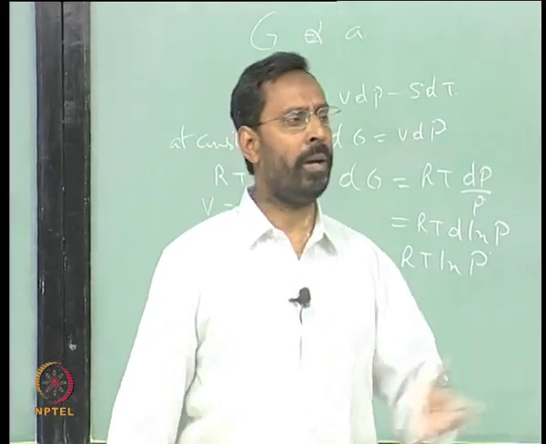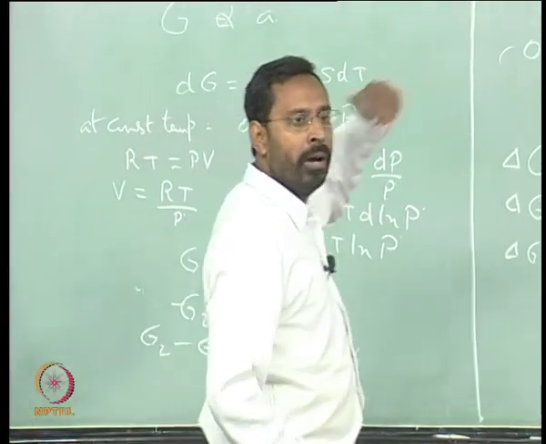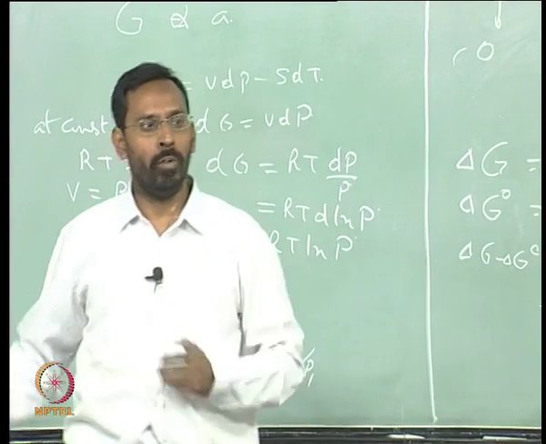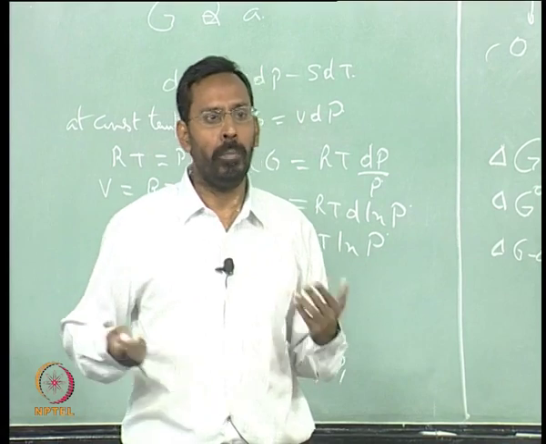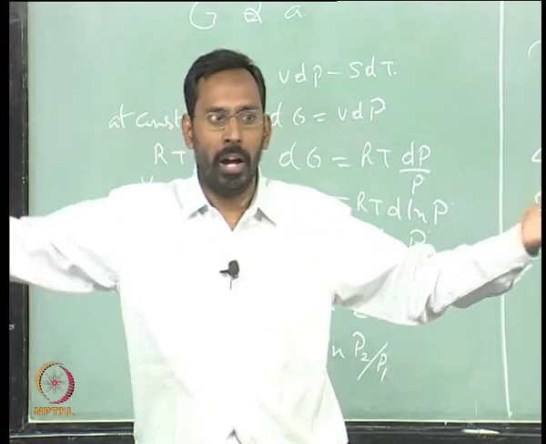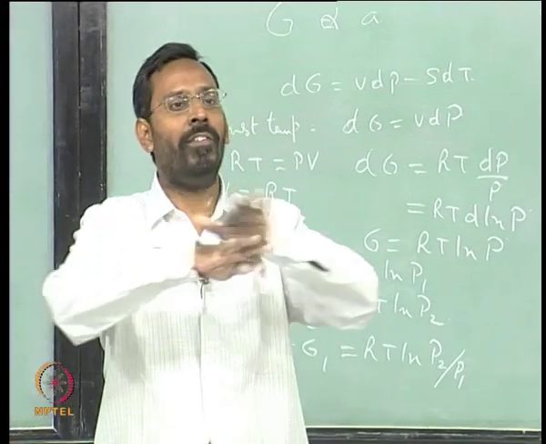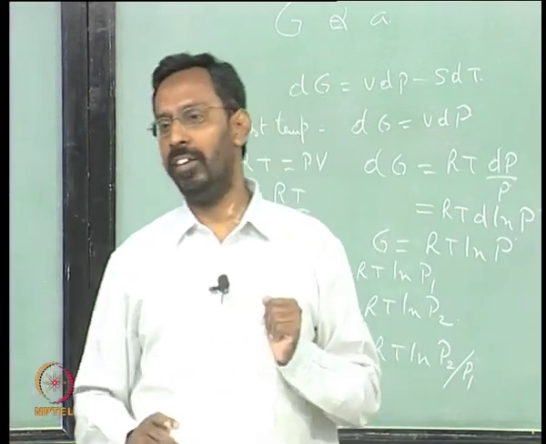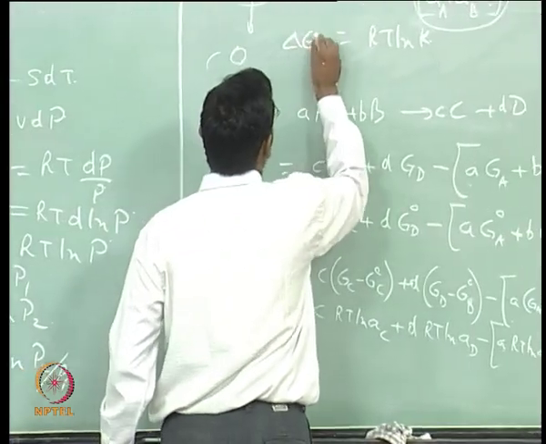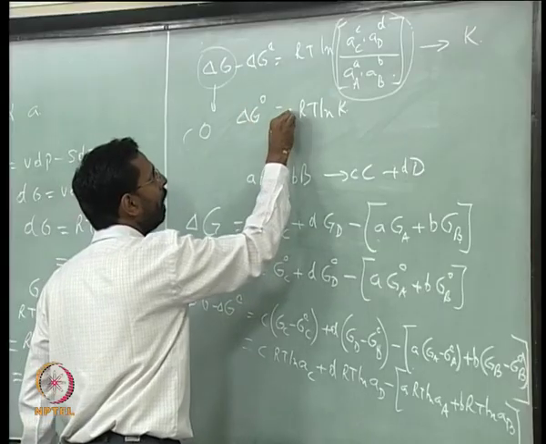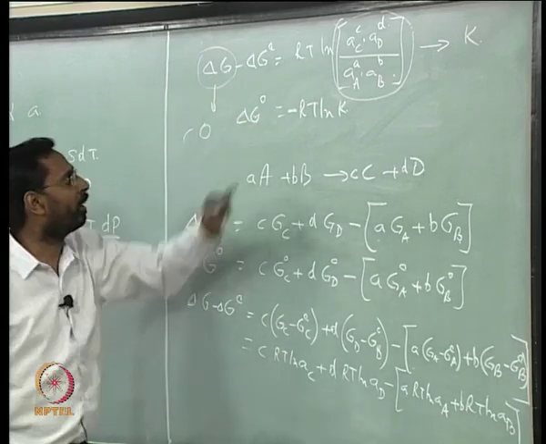The same argument I can hold even for magnesium plus oxygen reacting to give you MgO. The change in free energy for such a reaction should be 0 if all the three components, the products and the reactants, are under equilibrium. If that is the case, then you can say that delta G naught is minus RT ln K, because there is a minus there that comes here.